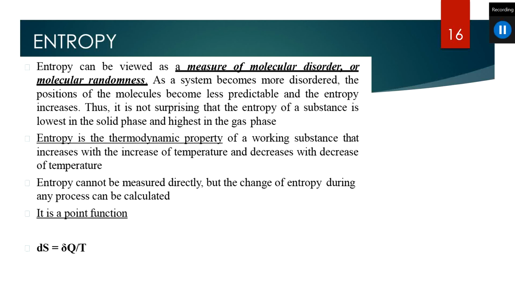Consider a closed system that we are heating. The molecules of that system gain energy, and because of this energy they move randomly. When the temperature rises, the energy possessed by the molecules increases and they move more randomly, and that disorder is known as the entropy of the system. When temperature increases, the entropy increases. The system becomes more disordered, the positions of the molecules become less predictable, and the entropy increases.